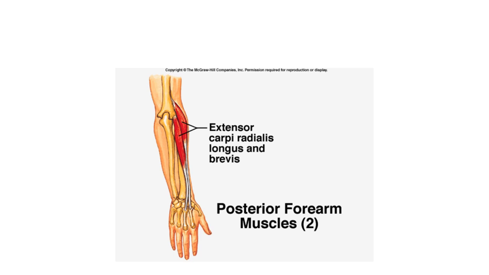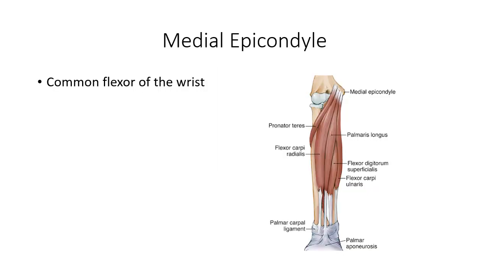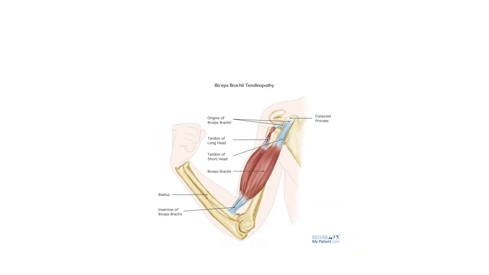They are in the posterior forearm muscles. They are the second extensor compartment of the extensor muscles in the forearm. From the medial epicondyle, there is the origin of the common flexors of the wrist with the pronator teres muscle. Biceps muscle, which is supplied by the musculocutaneous nerve, both the long head and the short head, inserts on the radial tuberosity.